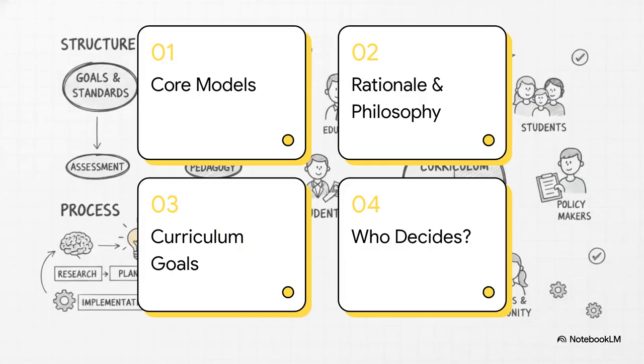Here is what we're covering today. First, the blueprints, looking at core models. Second, foundations, exploring rationale and philosophy. Third, setting sights on curriculum goals. And finally, number 4, who decides what we learn.